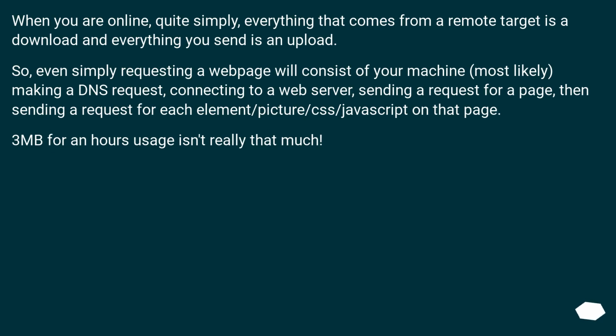When you are online, quite simply, everything that comes from a remote target is a download and everything you send is an upload. So, even simply requesting a web page will consist of your machine, most likely, making a DNS request, connecting to a web server, sending a request for a page, then sending a request for each element, picture, CSS, JavaScript, on that page. 3 MB for an hour's usage isn't really that much.